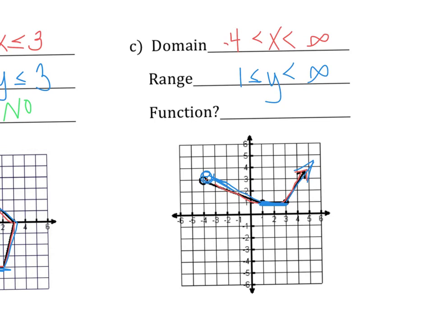Then we're going to ask ourselves, is there anywhere that a vertical line is going to touch our graph more than once? I'm not seeing any trouble areas here, so I think it's safe to say that this is a function.